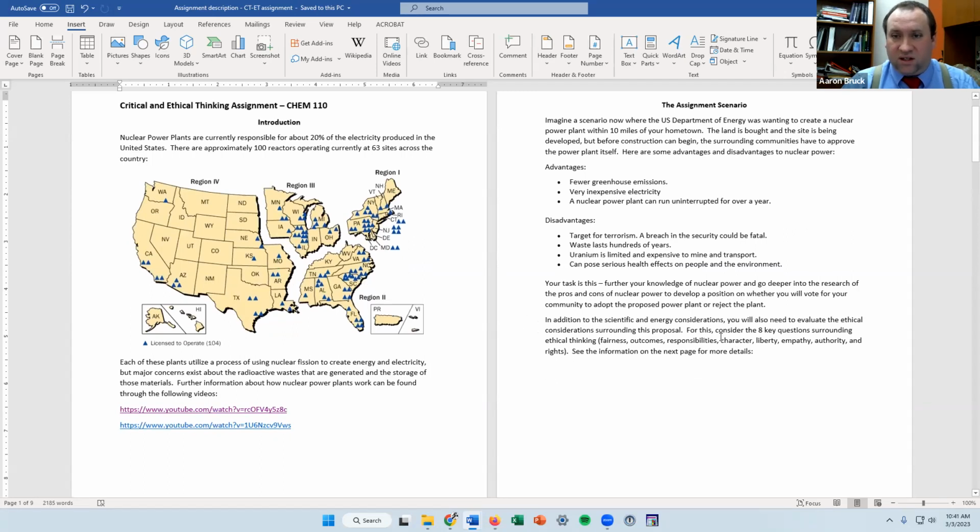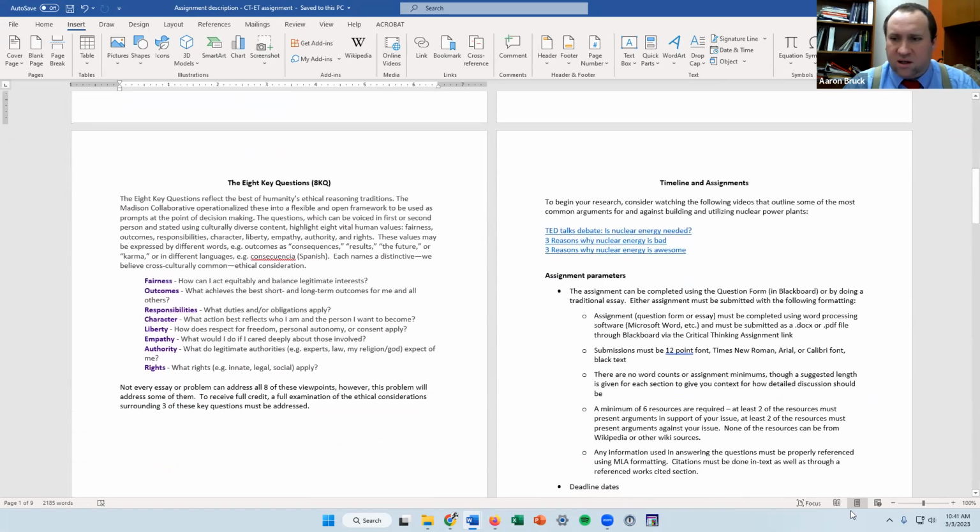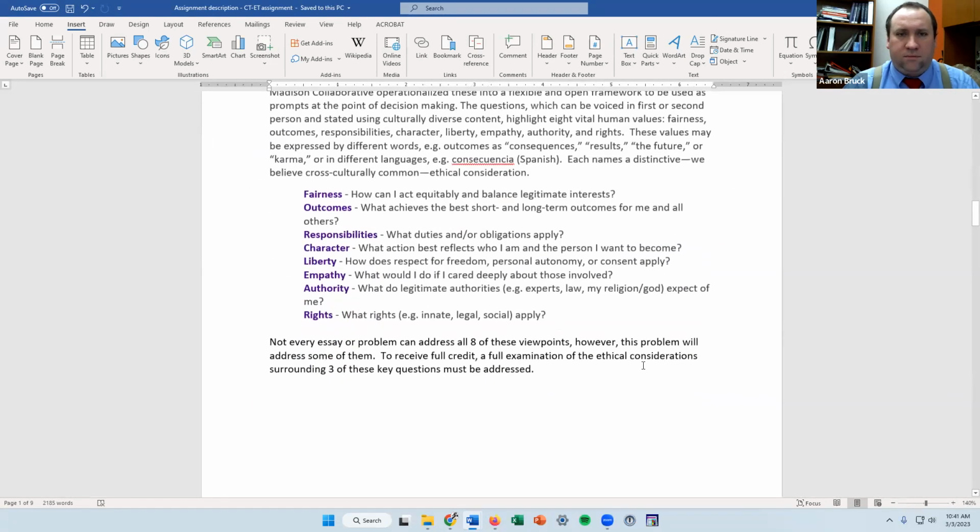And in addition to this research, we also need to look at this from an ethical point of view, an ethical standpoint. So for this, you're going to look at what are called the 8 key questions. The 8 key questions are these right here. Fairness, outcomes, responsibilities, character, liberty, empathy, authority, rights. These are the 8 perspectives that we can bring to an ethical moral decision that need to be addressed. Now, I will warn you, not all 8 of these viewpoints are actually terribly relevant to the discussion that you want to do. Some of them are definitely more relevant than others.